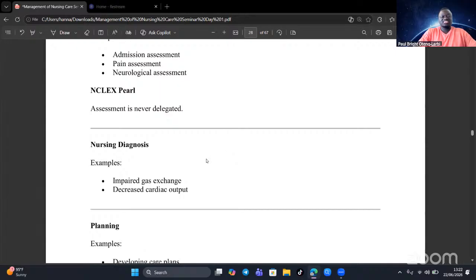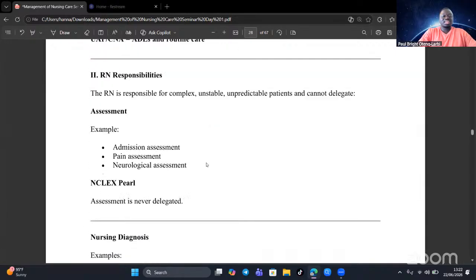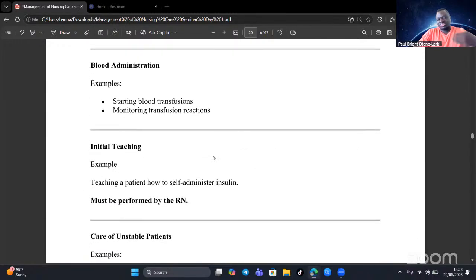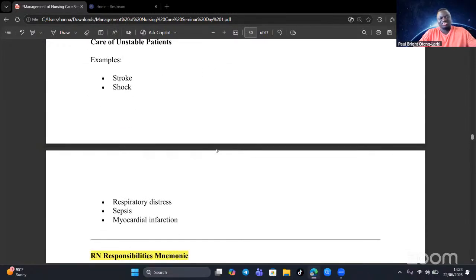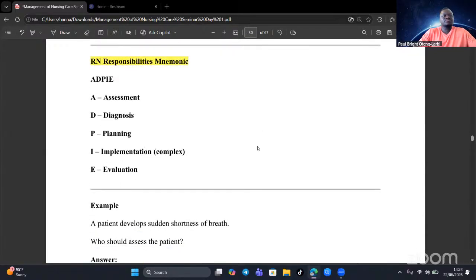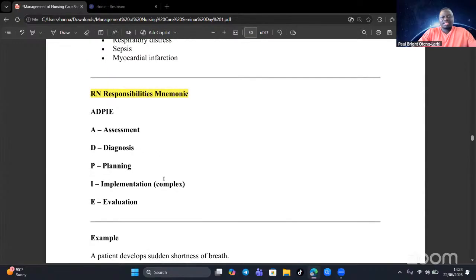So that is it. So the RN does the planning, everything. Okay, so the RN's work is not that much. The RN will always care for the unstable patients. So the RN does the ADPIE. Yes, Eunice, shoot. Your hand is up.